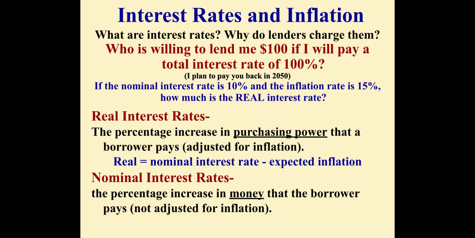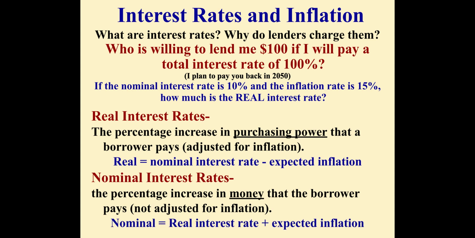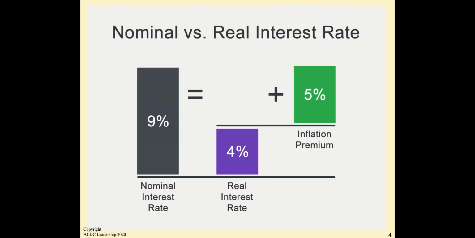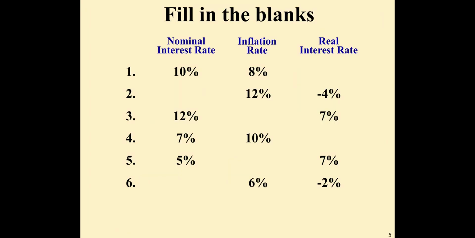And the nominal interest rate is just the percentage increase in money that the borrower pays without adjusting for inflation. Nominal equals real plus expected inflation. Here's an example. The nominal is 9% and the real is 4 and inflation is 5. 4 plus 5 equals 9. So a couple of opportunities for you to fill in, just to make sure you understand this concept from a mathematical standpoint.